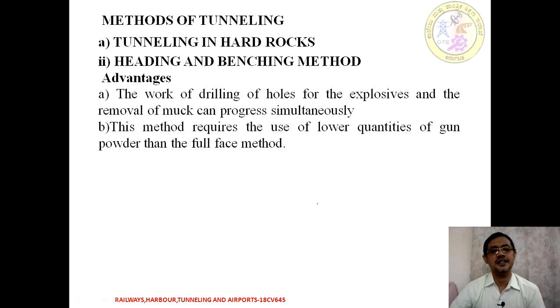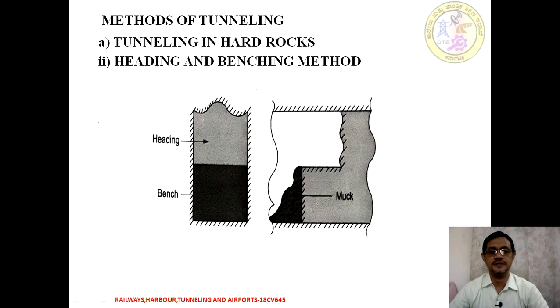The advantage of this heading and benching method is that the drilling of holes for the explosions and the removal of muck can progress simultaneously, because, as we know, once the heading portion is cut, the benching gives the support. So removal of muck and progression of the work are done simultaneously. The method requires a lower quantity of gunpowder or explosive as compared to the previous method, that is the full face method.